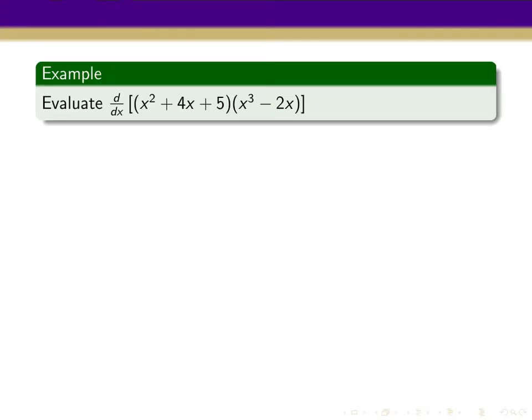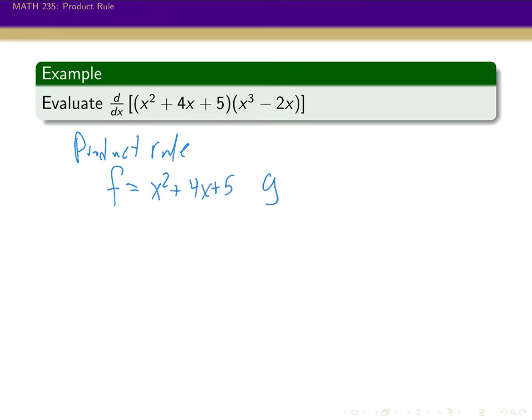Okay, so let's finish this off looking at taking the derivative of this product of these two polynomials. We could multiply these all out and get one big long polynomial, and then use the power rule in each part of that to do it. Or instead of multiplying it all out, we could just use the product rule. So let's do the product rule here. We're taking the derivative of the product of these two polynomials. The first polynomial is x squared plus 4x plus 5. The second polynomial is x cubed minus 2x. And I can take the derivative of each of these individually.